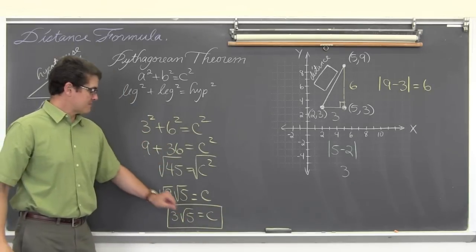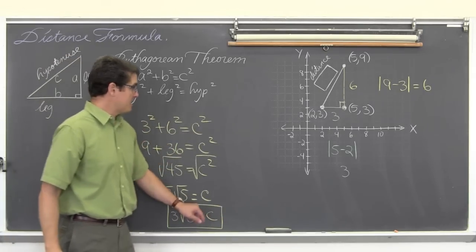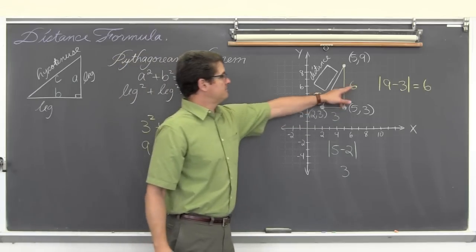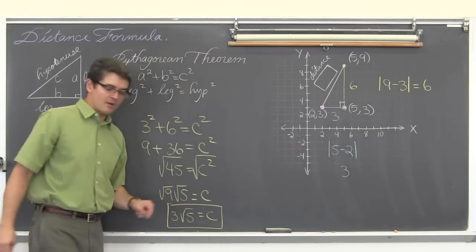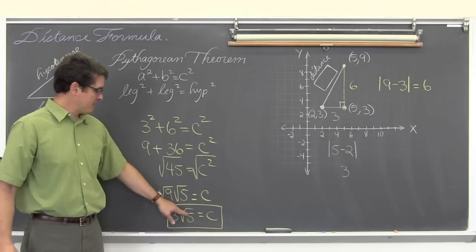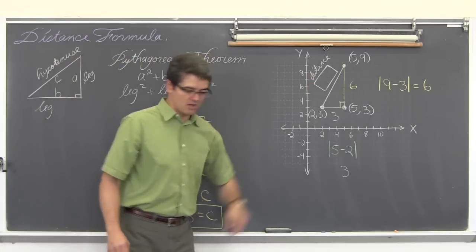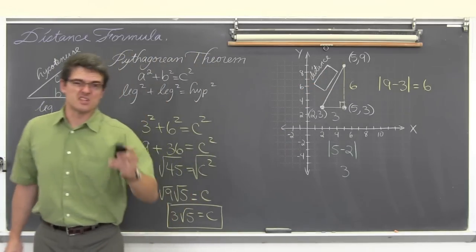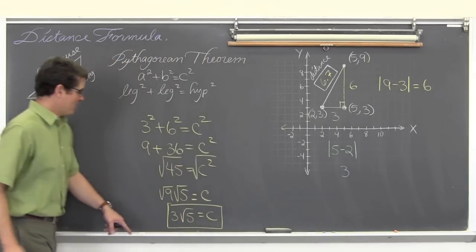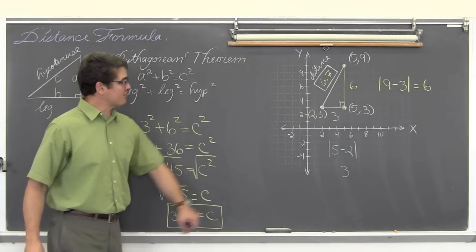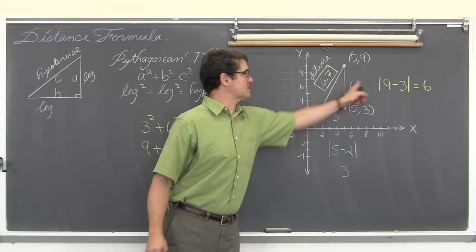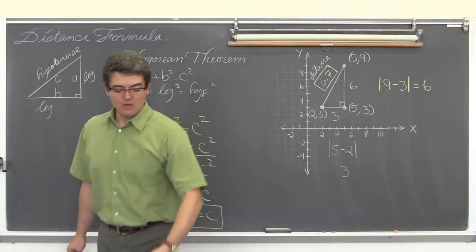So 3 times the square root of 5 is equal to c. And maybe I'm going to pause this video and go grab a calculator real quick, because I want to make this a decimal just temporarily so that you do see the hypotenuse is indeed longer than the 3 and the 6. Okay, well, 3 times the square root of 5 is 6.7, and that is longer than the other 2 legs. So we have a reasonable answer.